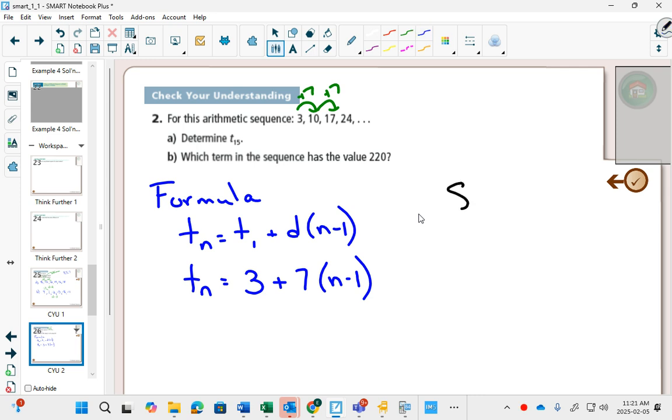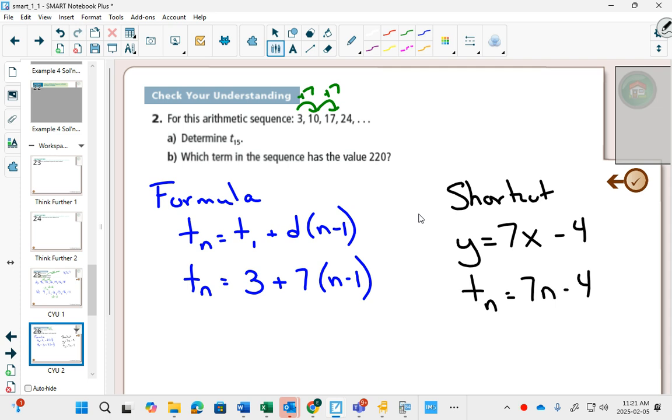Using the shortcut, y equals mx plus b, you'd think, well, common difference is 7, so it's going to be 7x. What makes it work? Well, if I plug in 1, I get 7. I need to get 3, so I'd have to subtract 4. So then my formula for Tn would be 7n minus 4.